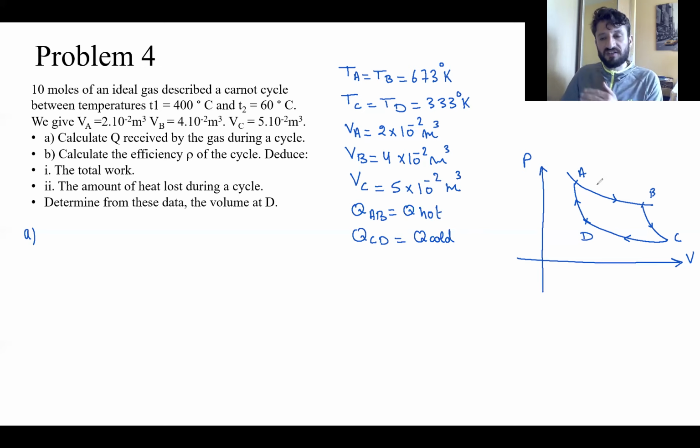In the process AB, you have Q hot added to the system, and during CD, we have Q cold out of the system. When I say C, it means cold. And between B and C and D and A, we don't have Q, Q equals 0, because we have adiabatic processes. Calculate Q received, it means Q hot, by the gas during a cycle. I need to calculate Q hot.